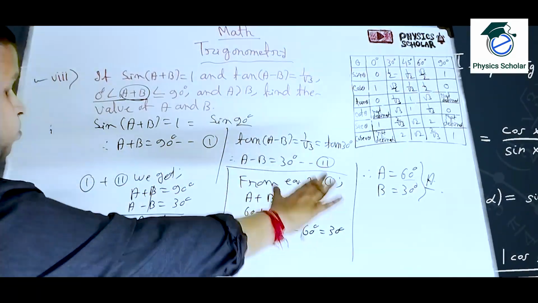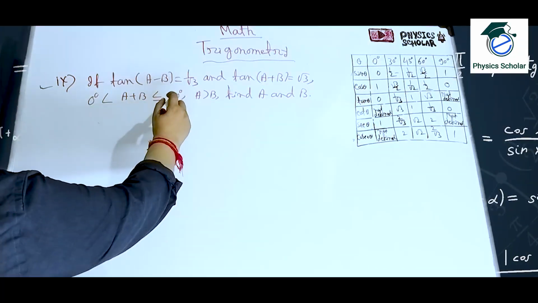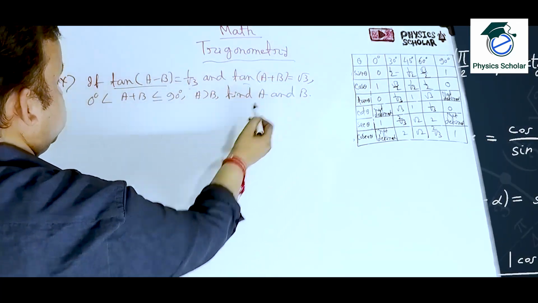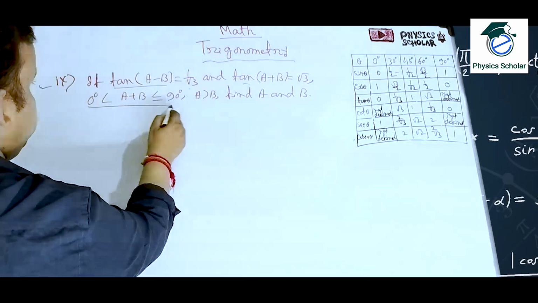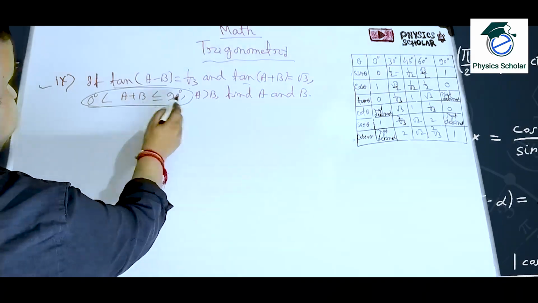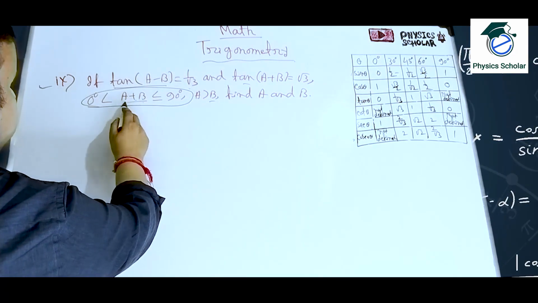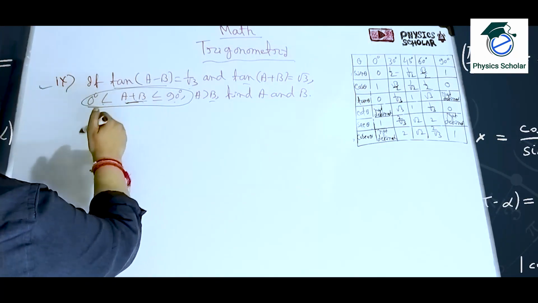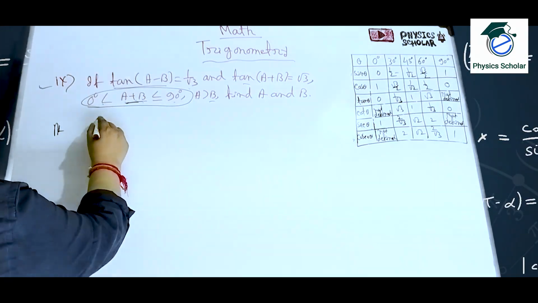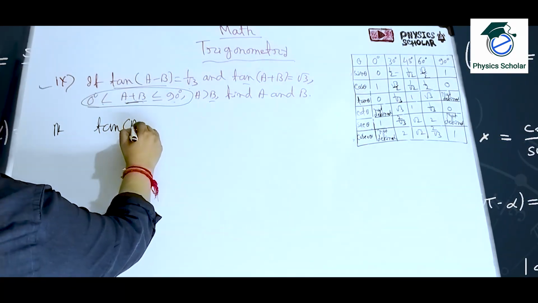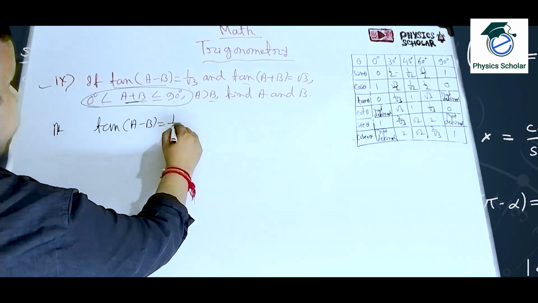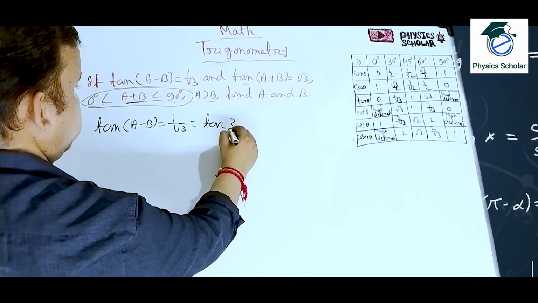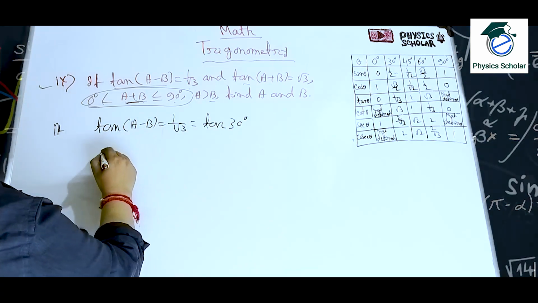Okay, so now let us move to sum number 9. Students, here is almost the same type of sum: tan of a minus b is given and tan of a plus b is given. Clear? And the same condition: a will be greater than b and the summation a plus b will be greater than 0 but less than or equal to 90 degree. Now, tan of a minus b is equal to 1 by root 3, which is tan 30 degree. Clear? So what you can write?